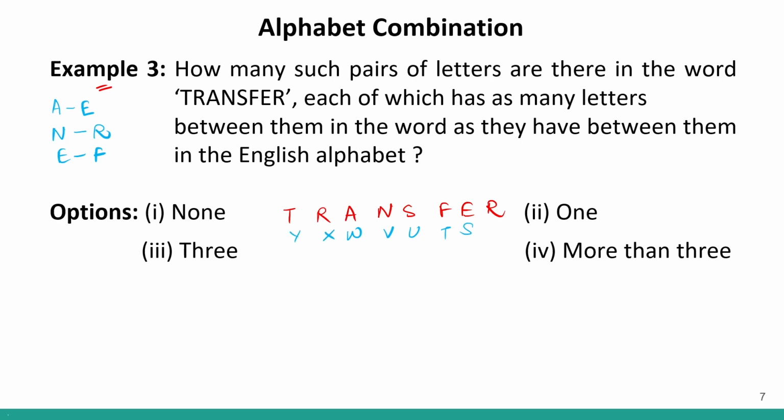So, we have in totality 3 pairs. So, the answer will be option number 3, 3. Right? This will be the answer. Option number 3.